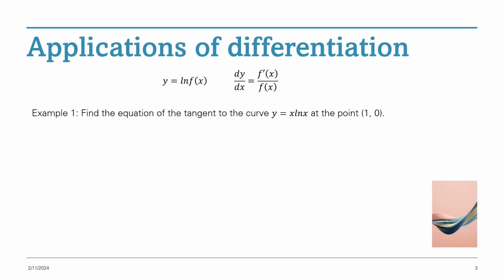So here's our first one. We're going to find the equation of the tangent to the curve y equals x ln x at the point (1, 0). So equation of the tangent. Reminder, a tangent is a straight line, so the equation of a straight line is y minus y1 equals m(x minus x1).